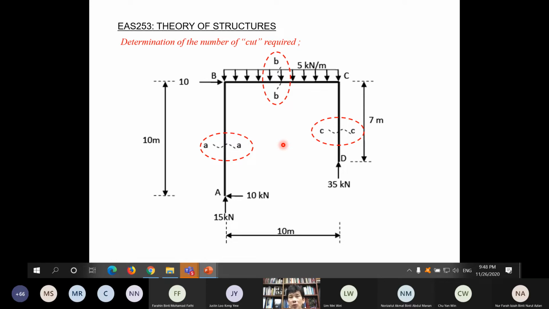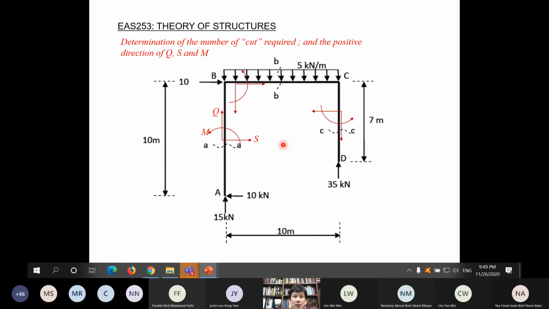Then after that, you go to each of the cuts one by one, get the free body diagram, then calculate the shear force and bending moment, one by one. Then finally, combine them, you get the shear force diagram, bending moment diagram, and later on, the axial force diagram for the frame.